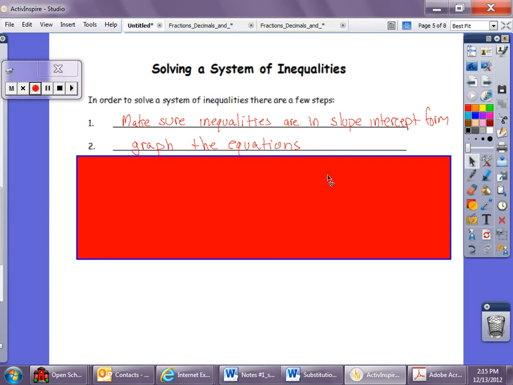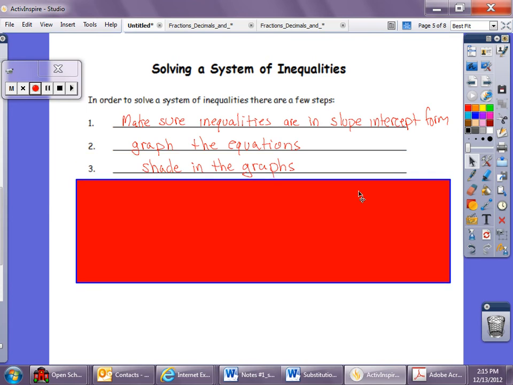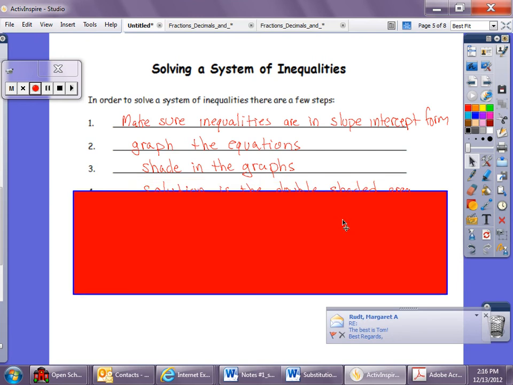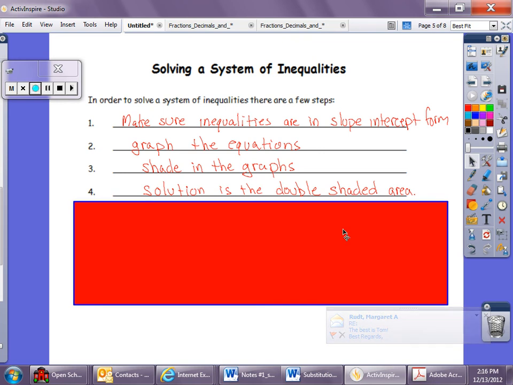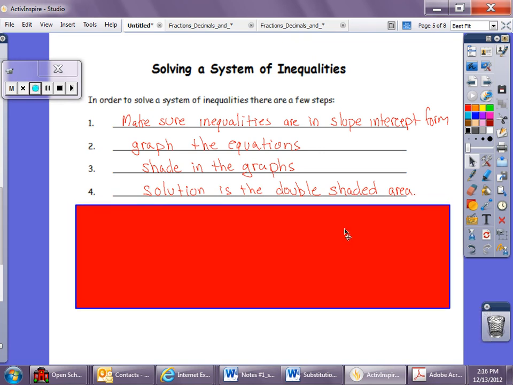And then after we graph the inequalities, you graph them just like their equations, we have to shade in our graph. So we're going to shade above the graph or we're going to shade below the graph. And then the last thing is our solution is the double shaded area. So our solution is a double shaded area of our graph.